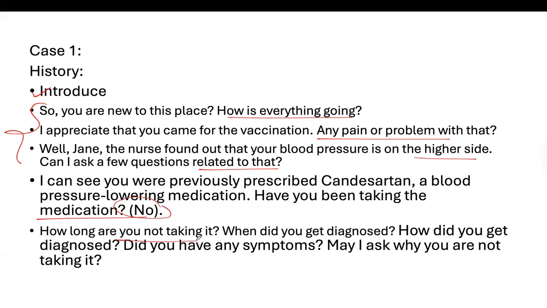Well, how long have you not been taking it? When did you get diagnosed? How did you get diagnosed? Did you have any symptoms at that time? May I ask why you are not taking it? So we are now going to find out why she's not taking the medication, right?